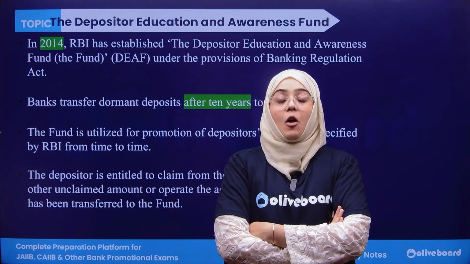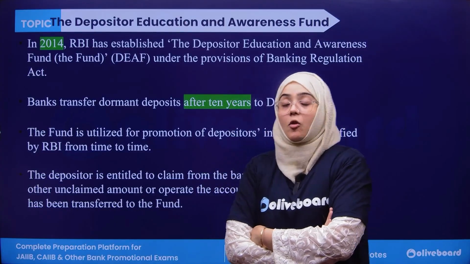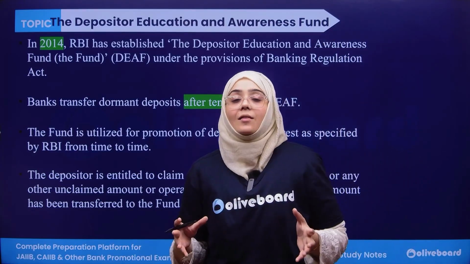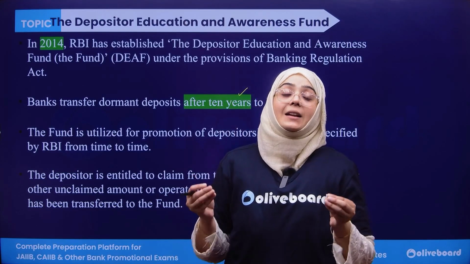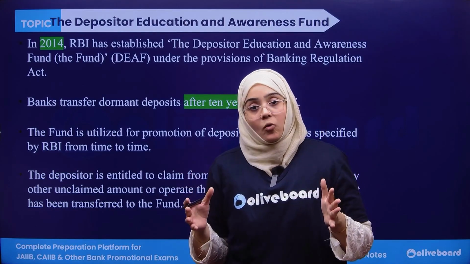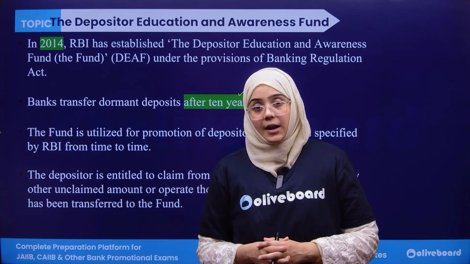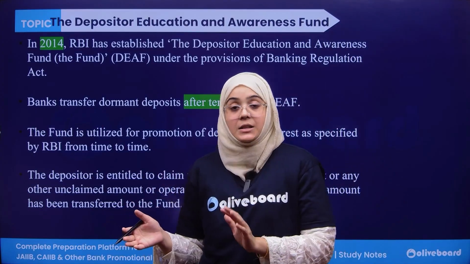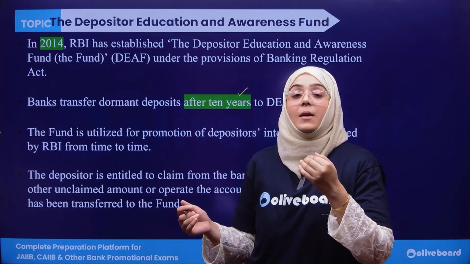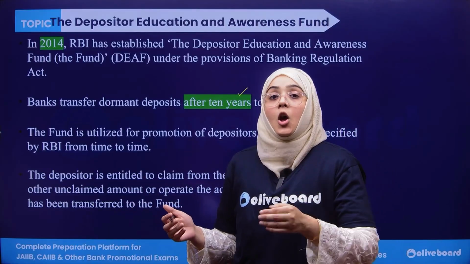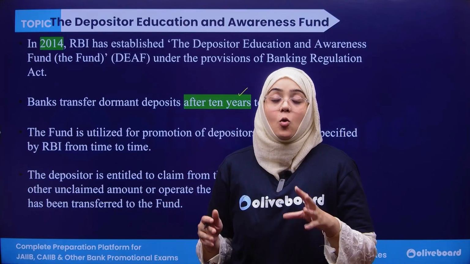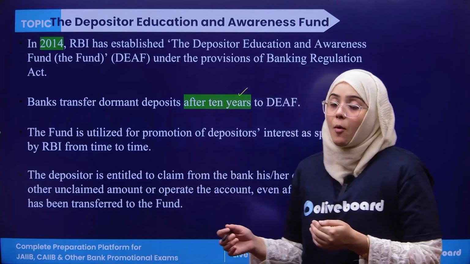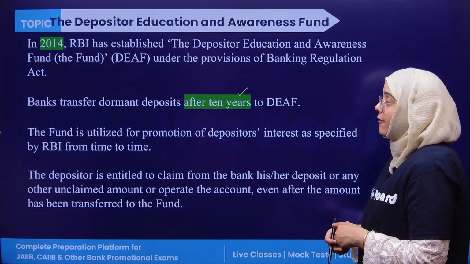If the account is dormant for a very long period, say 10 years, with no activity in that account, then the amount, for the safety and security of that amount, is transferred to DEF. But obviously the person who has that account, or the legal heir, or anyone who is in charge of that account, can claim back their deposit from the DEF account.